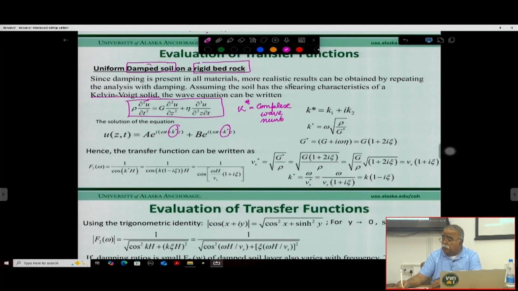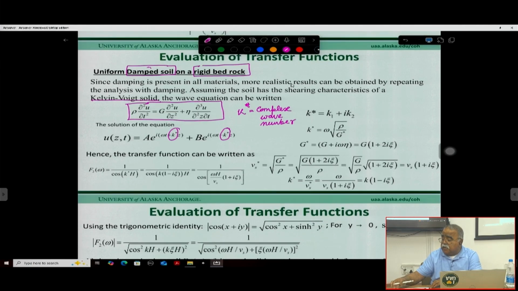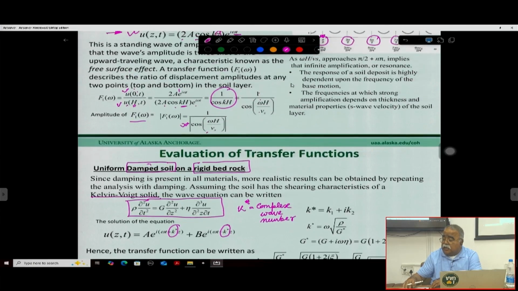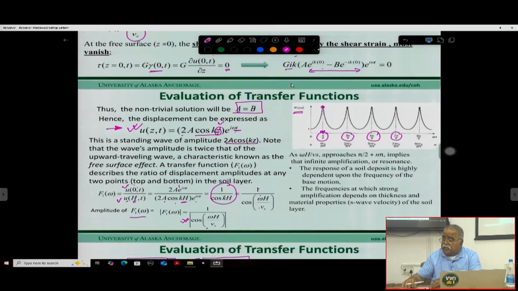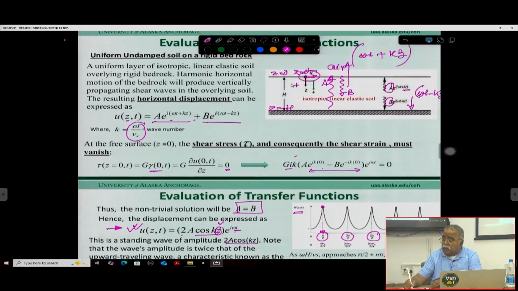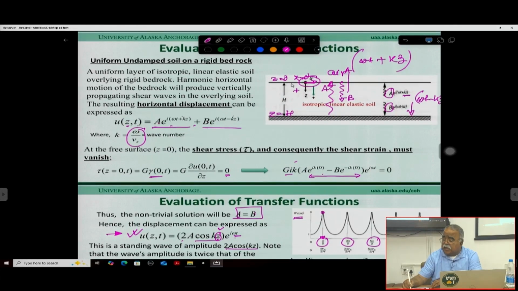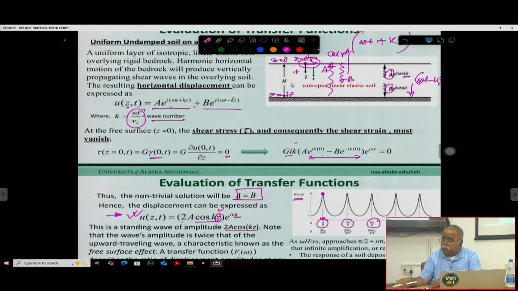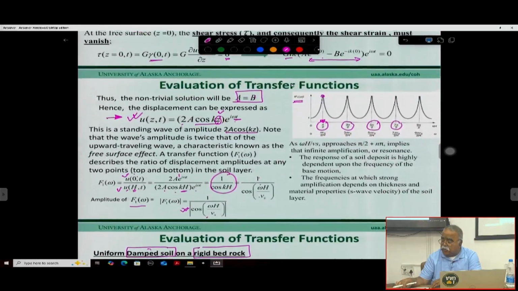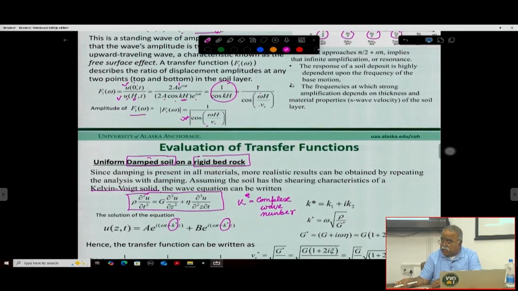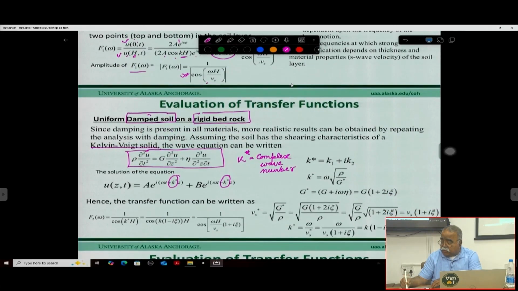Okay. So the modification is that this will be the same as the previous one. The only thing is that there is a damping part. This is k and this is minus k, and this k value is basically omega h by Vs, right? That's a pure wave number because there is no damping, but if damping is present, we have to include that.